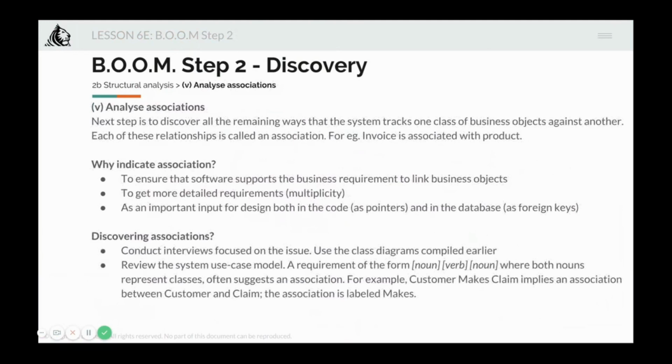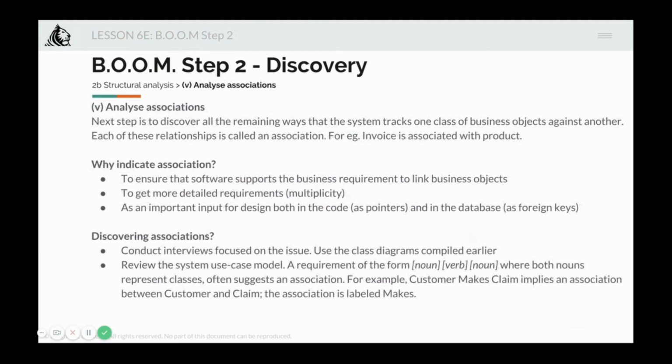Booking is thus associated with flight. And why do you need to indicate association? Well, too many reasons to point out, but let me mention a couple of them. First, associations become part of the user's contract with the developers in a way, ensuring that the software supports the business requirements to link business objects.